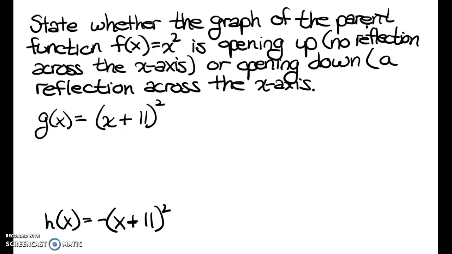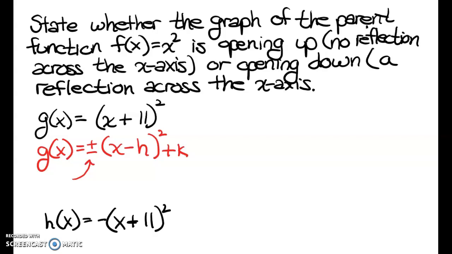functions. So let's write the generic form of the equation. It's plus or minus x minus h squared plus k. And for this one, we don't really have to write it in the correct form, because what we're really looking for is whether we have a plus or a minus in front of the squared term. So here I'm going to take the squared term and circle it.